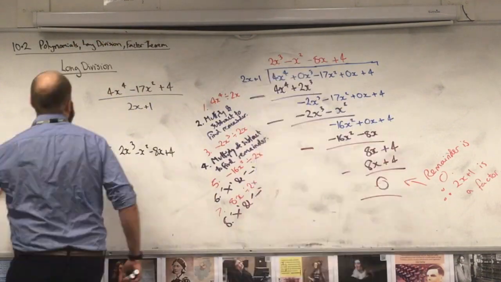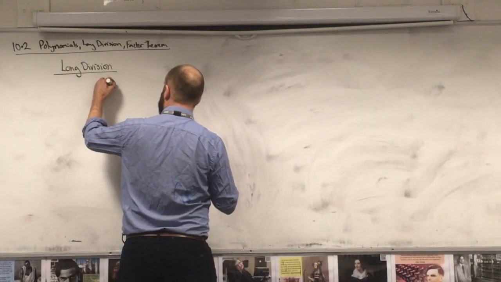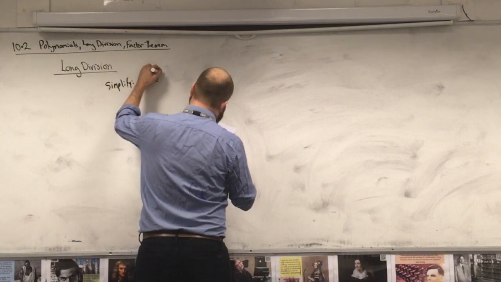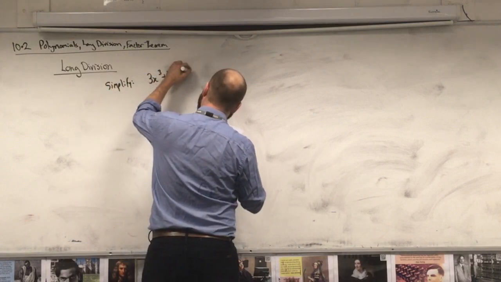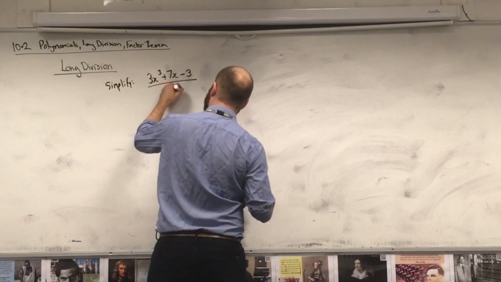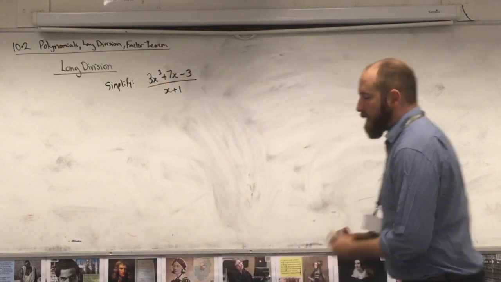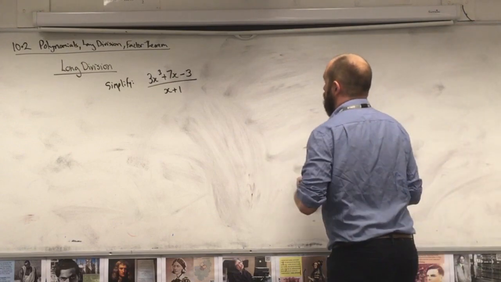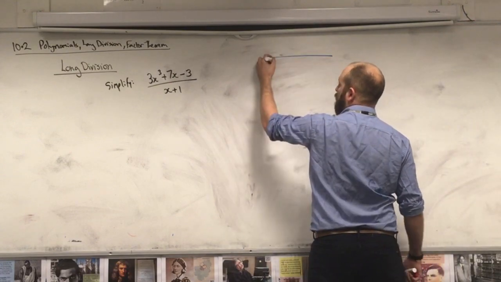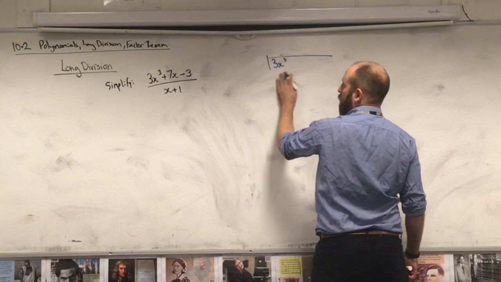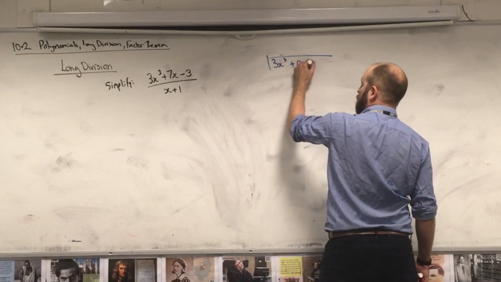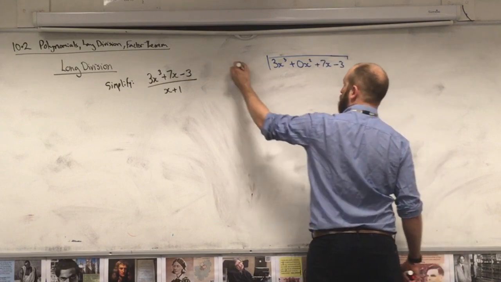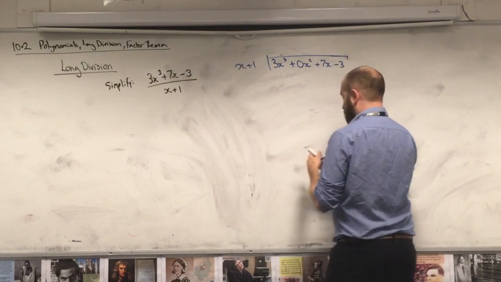So what we've got next. So this time, simplify 3x cubed plus 7x minus 3 over x plus 1. So this time I don't think there's going to be a remainder. So we need to simplify this. So we're going to do 3x cubed. Again, there's no x squared, so let's add in 0x squared plus 7x minus 3, all divided by x plus 1.